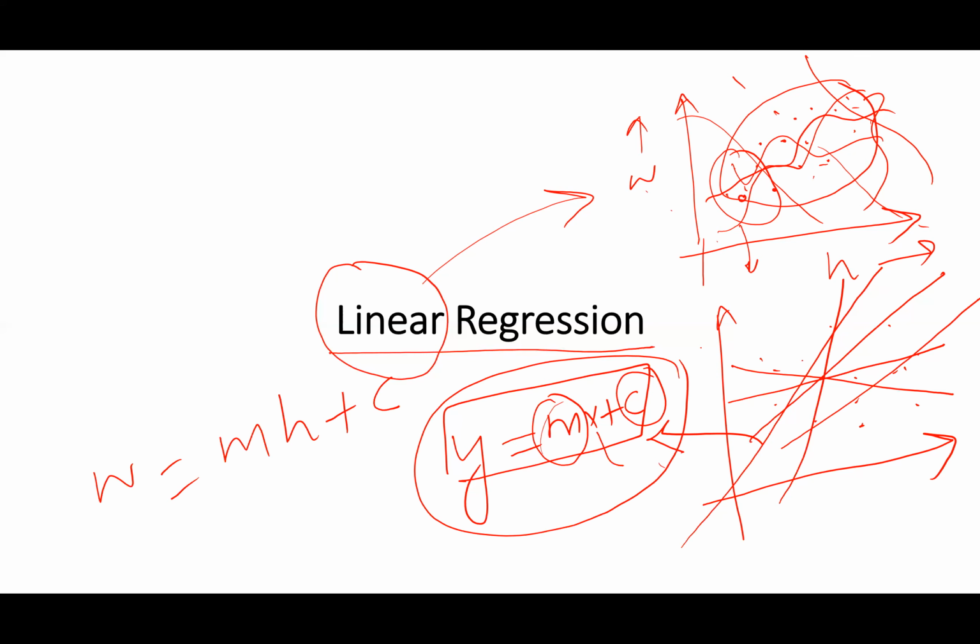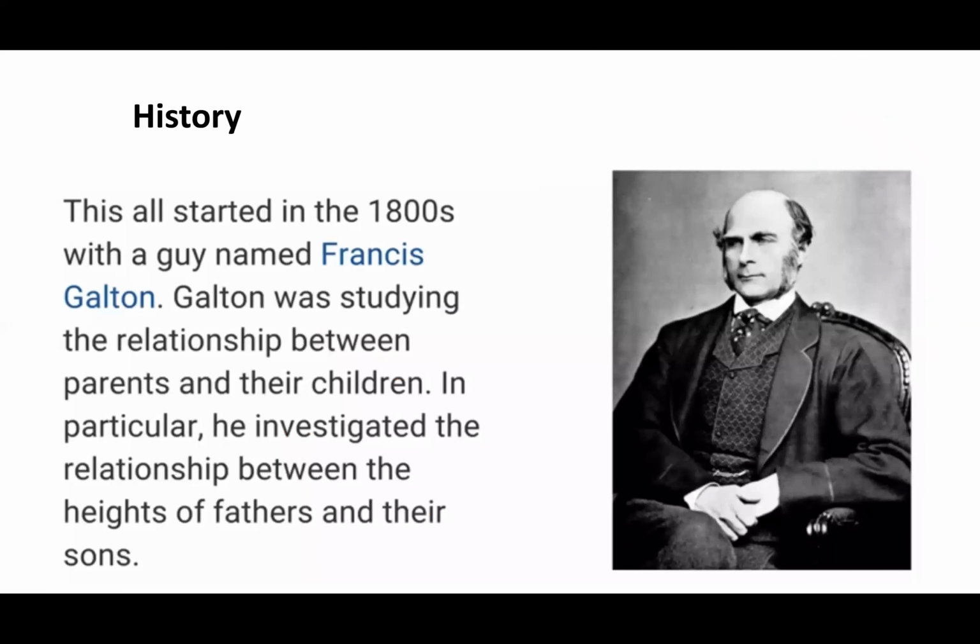Let's look at the history of linear regression. There was a guy named Francis Galton, and he was studying the relationship between parents and their children, right? In particular he was investigating the relationship between heights of fathers and their sons. A random thought came to his mind and he wanted to study the height of fathers and height of sons. Was there any relationship between these two heights?